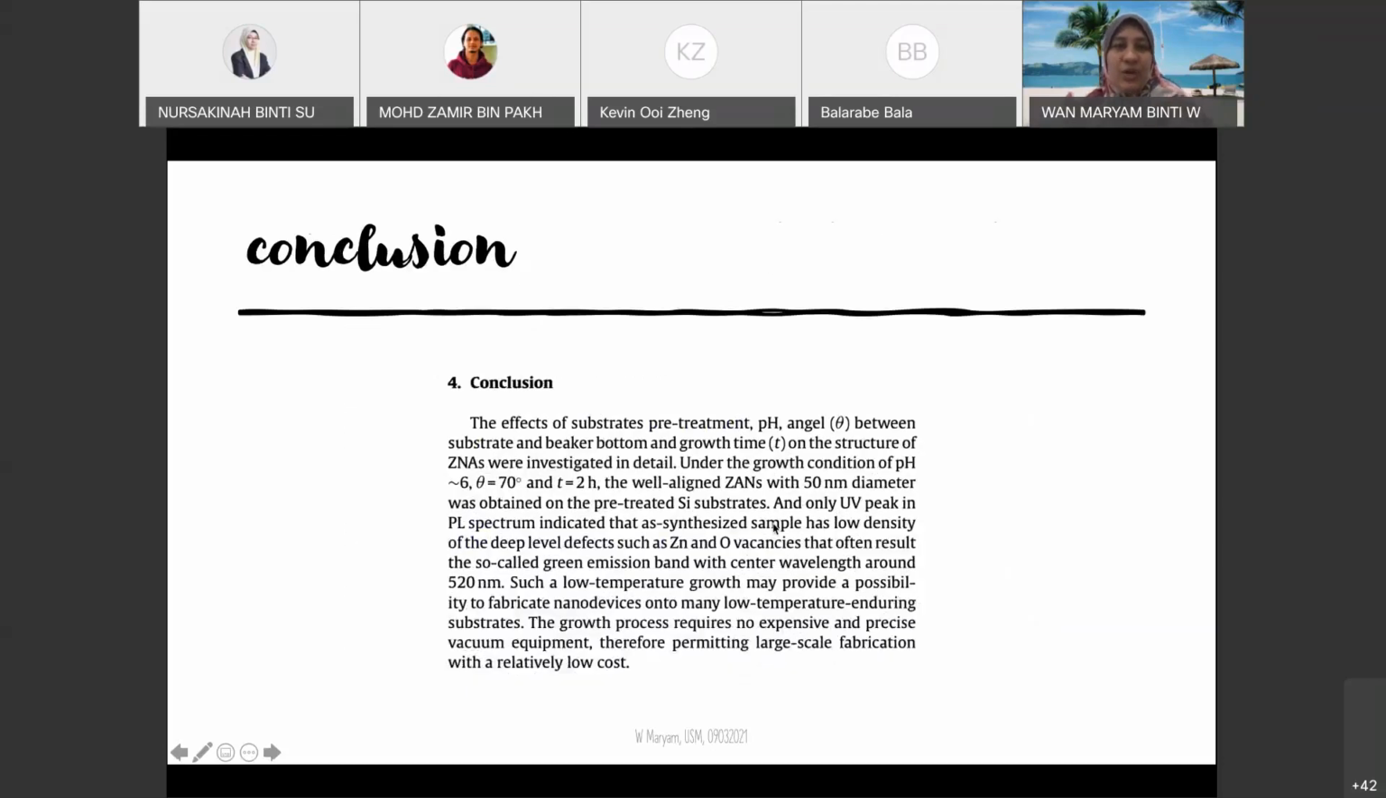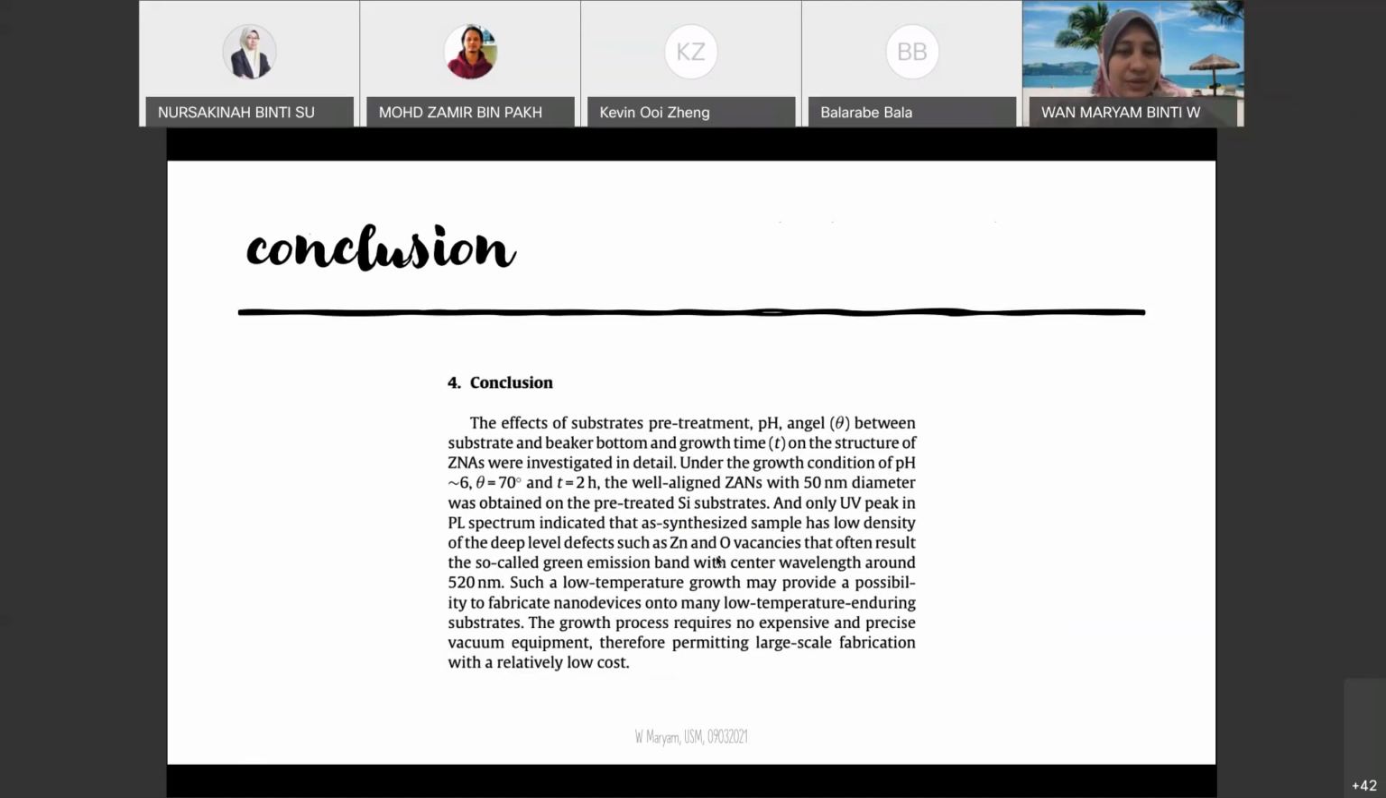Now look at the conclusion part. Look at the conclusion part. So they talk about what they want to see. So this is the effect of substrate pre-treatment. So this is what they want to see. Okay, so they mentioned the conclusion will be related to this. And how did they get the best? So they said under the growth condition of blah, blah, blah, blah, they see a very good low density of deep level defects. So this all shows about the goodness of that particular material.